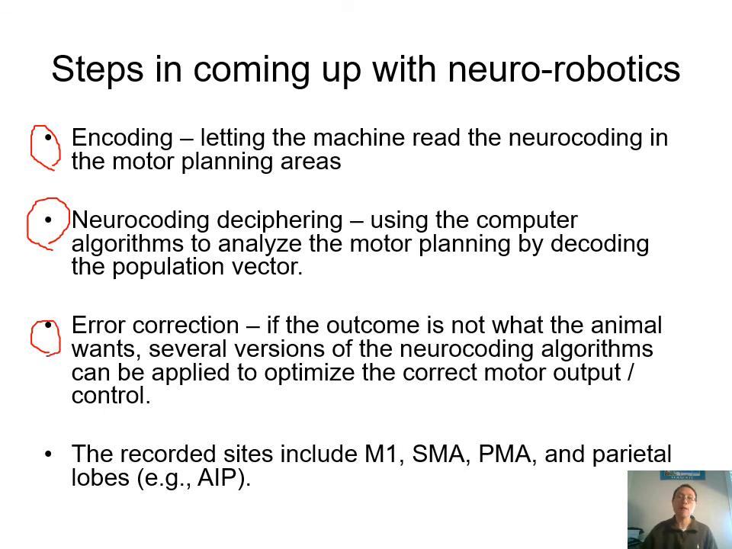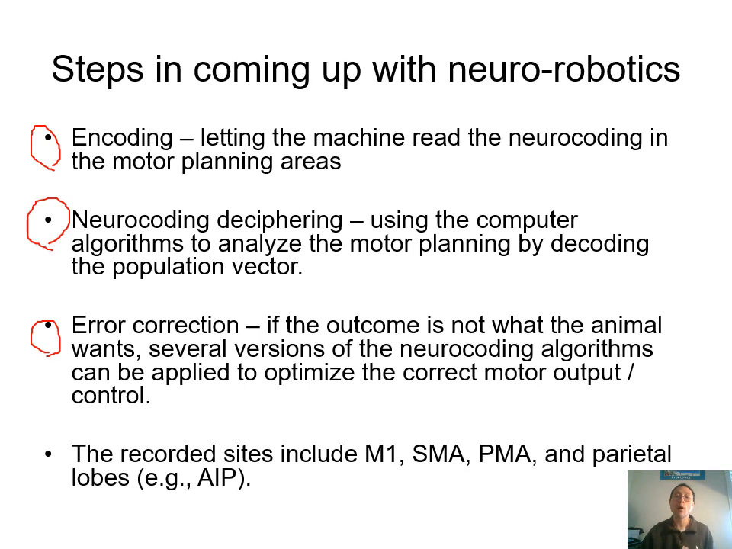So if the outcome is not what the animal or the human wants, then you need to do error correction, because it's impossible to sample every single cell. You can only sample a subset of the cells because you don't have that many electrodes, and the spatial resolution of what you're trying to get out of it is also not correct. So you always need to have the error correction.